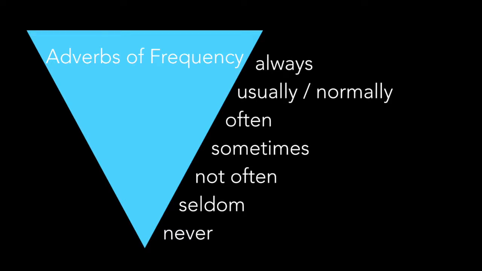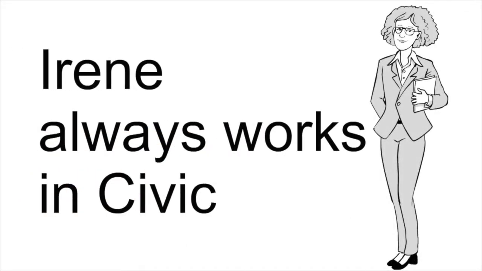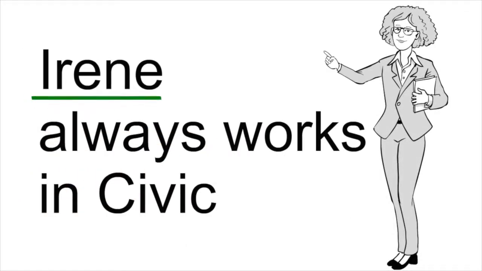Now, have a look at the screen here, and I've got a representation of our adverbs of frequency, these so-called signal words. Now, we know these, fantastic. So, where do they go? How do we build our sentence with them? Let's go back to that example. Irene always works in Civic. Irene is our subject, works is our verb, and our little adverb goes before the verb.